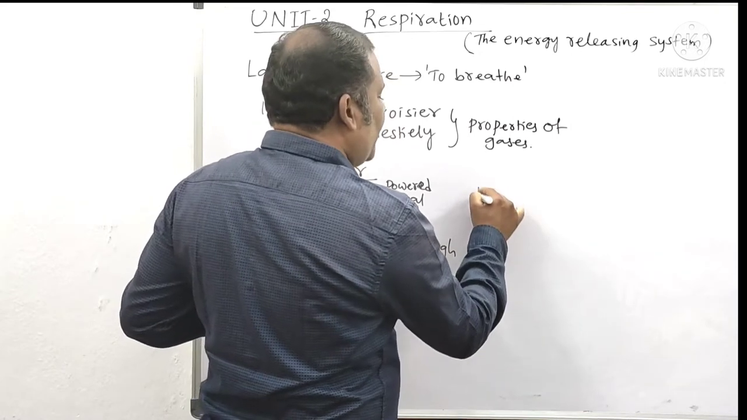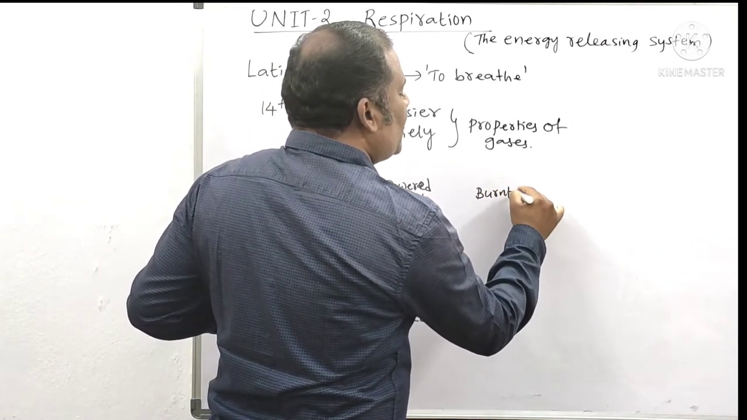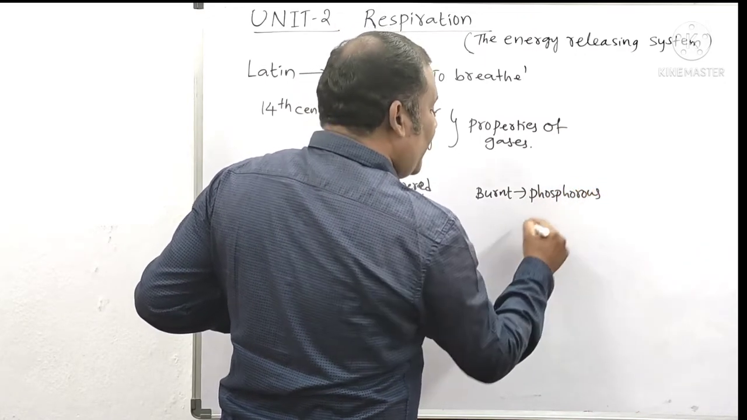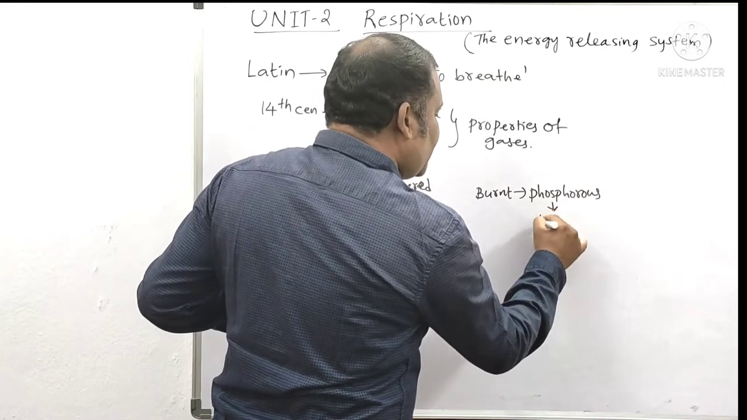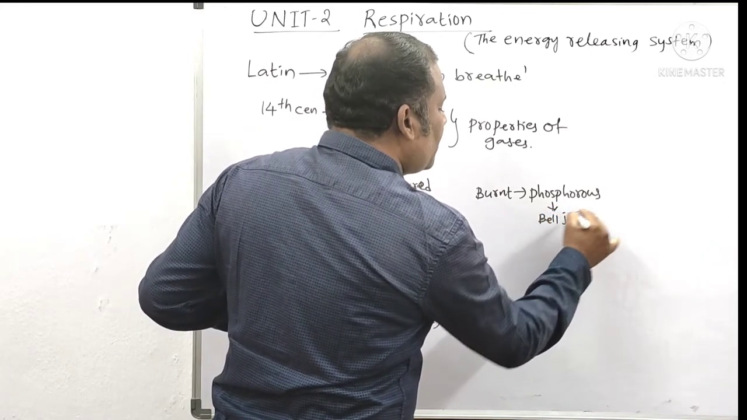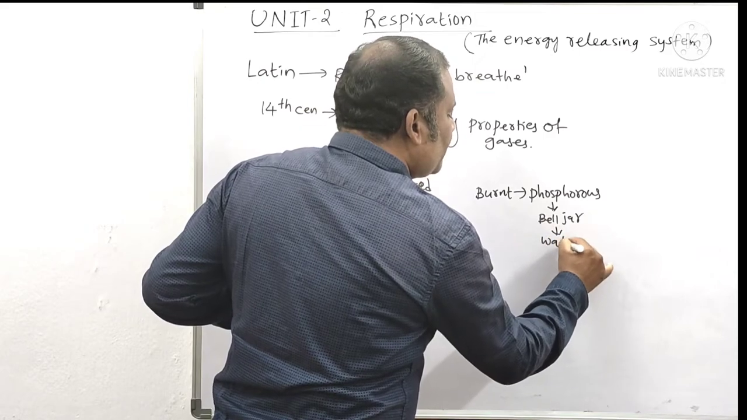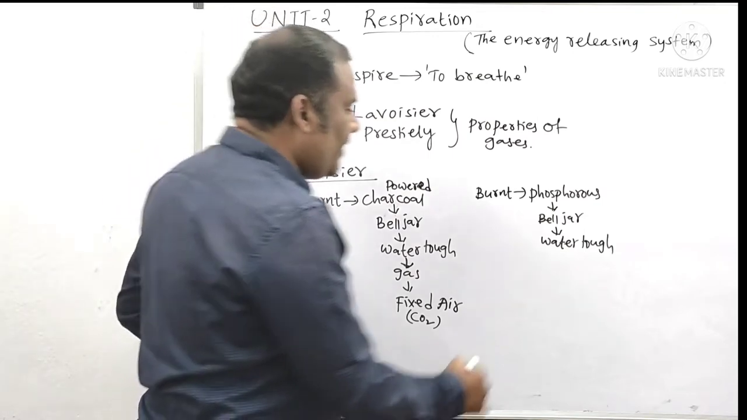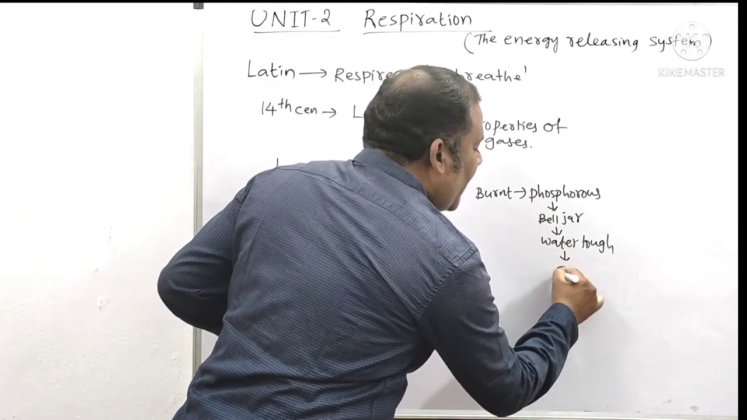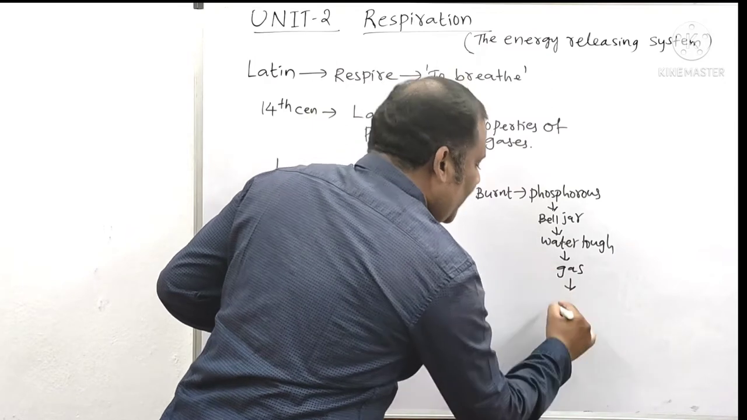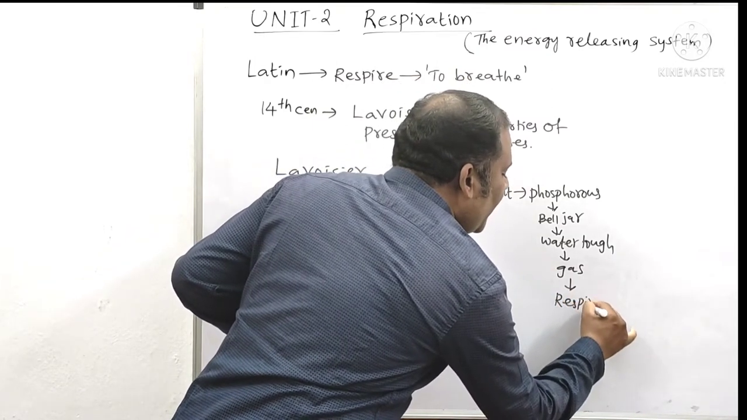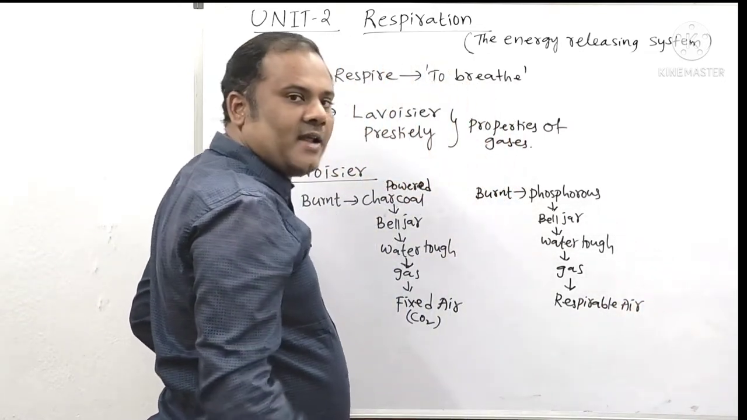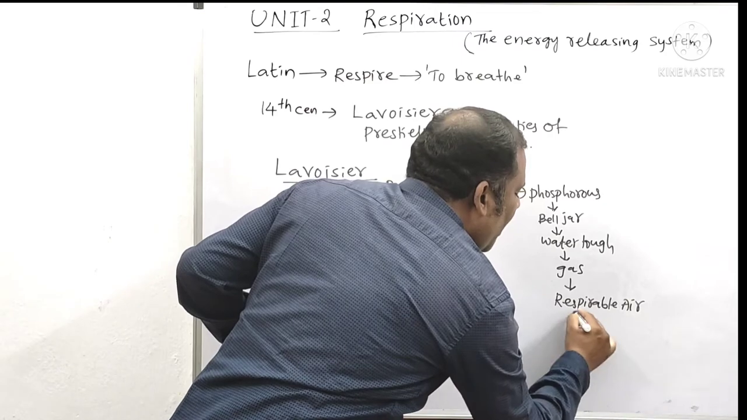In another activity, what is that? He burnt phosphorus. Where did he burn it? Same, in a bell jar. He took the bell jar and the water trough the same way. And then a gas was emitted. This gas he considered as respirable air. In the beginning it was called respirable air. Later it was called what? Oxygen.